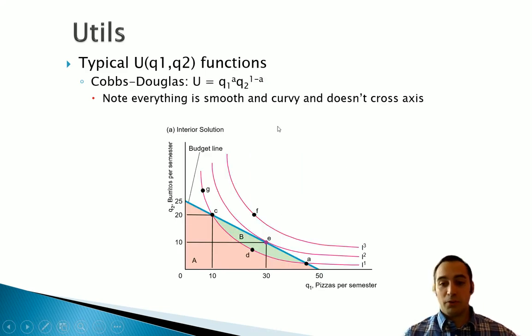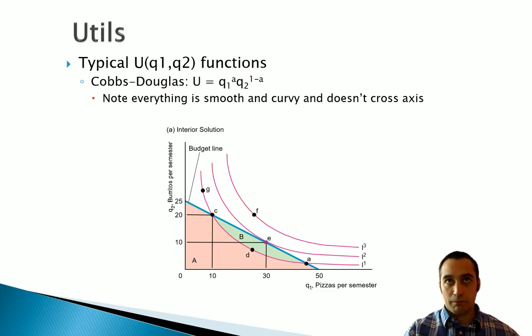Now, I could go through the same exercise for our other two usual suspects, namely Cobbs-Douglas and quasi-linear, but these are a little harder to draw because we have exponents in our coefficients and these things get a little messy. So instead, I'll just tell you what to look for. Anytime you see smooth, curvy lines that don't cross your x or y axis, you're probably looking at Cobbs-Douglas or something similar.